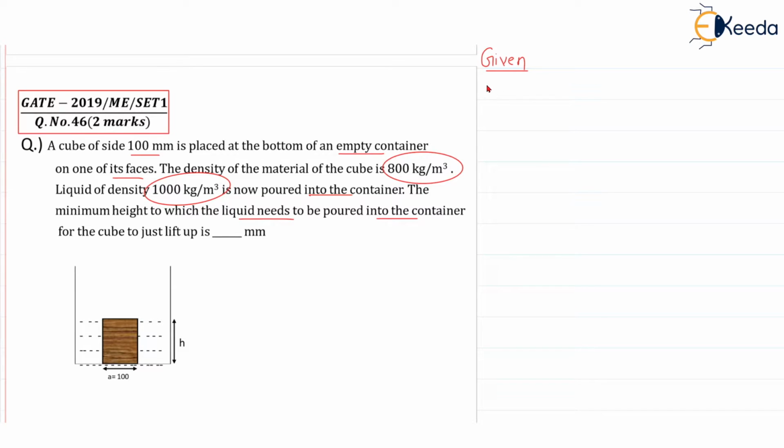So A is 100, that is the side of the cube, A equal to 100 mm, and the density of the material of the cube is also important here. So I will use the symbol rho m. It is given as 800 kg per meter cube, and the density of the liquid, rho L, is 1000 kg per meter cube.